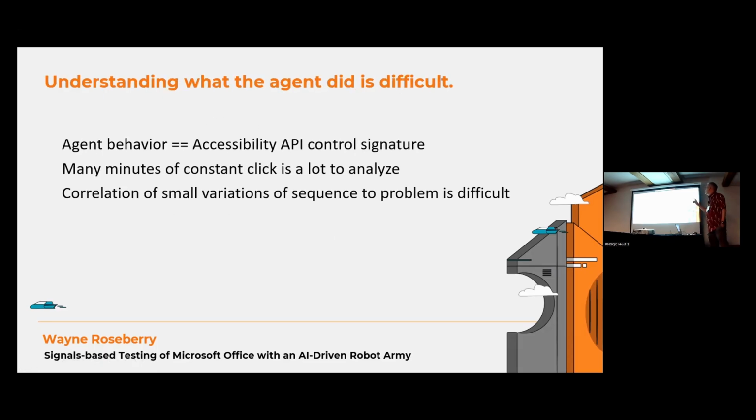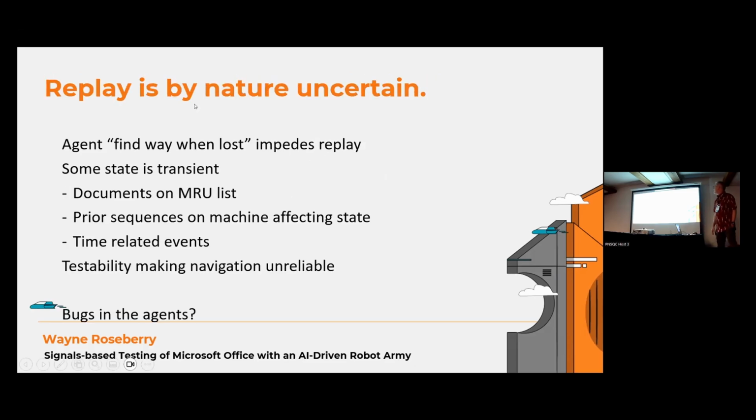Understanding what the agent did is difficult because it's doing a lot of sequences that are hard for a person to process and look at, and also because the language of describing what a UI is in the accessibility API is not the way developers think about it and is hard to read. So that's my funny attempt to do a slide fast. Replay by nature is uncertain.